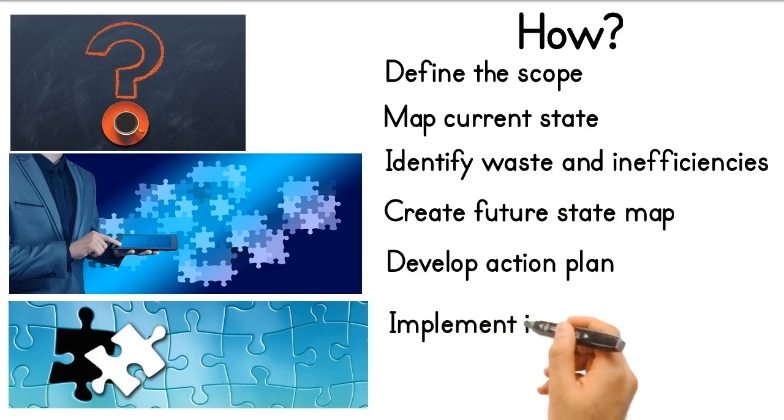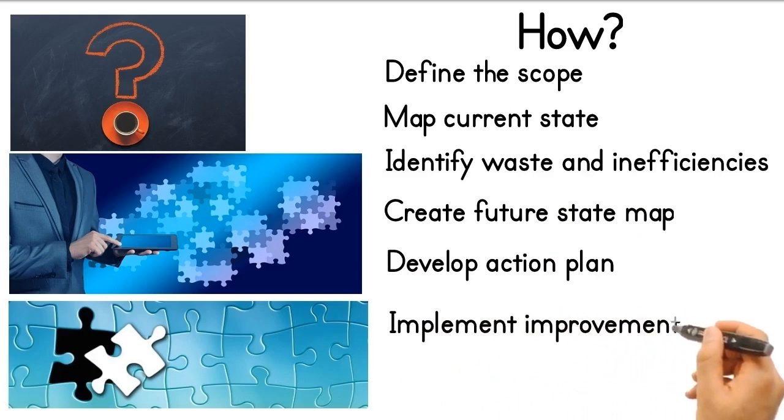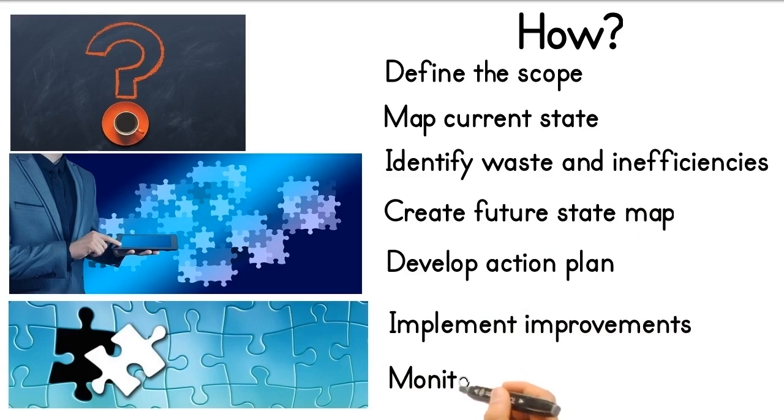Step 4. Create a future state map. Design an ideal future state value stream, focusing on eliminating waste and improving process efficiency. Step 5. Develop an action plan. Create a plan to transition from the current state to the future state. Step 6. Implement improvements. Execute the changes outlined in the action plan, ensuring that the new processes are sustainable. Step 7. Monitor and iterate. Continuously monitor the results of the changes and make adjustments when necessary.